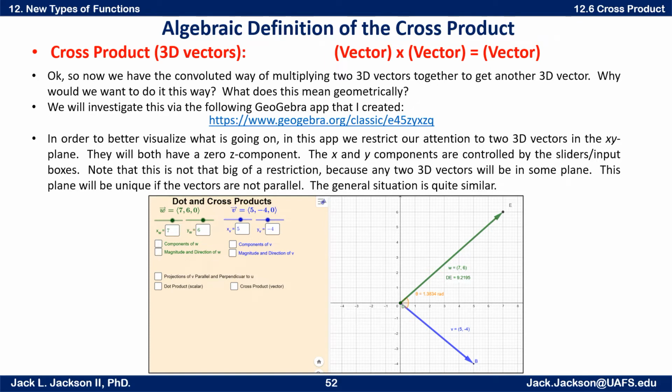Now, on the one hand, that might seem like a huge restriction, but it's really not that big of a restriction, because no matter what we have, any two 3D vectors, you can put them tail to tail, and there will be only one plane that contains both of the vectors, unless they happen to be parallel. So if you've got two vectors that are not parallel, there's just one plane. It may not be the xy plane, but it will be some plane. And so the general situation is kind of similar. The plane may be slanted at some angle, and not just the xy plane. Okay, so let's take a look at the app now.